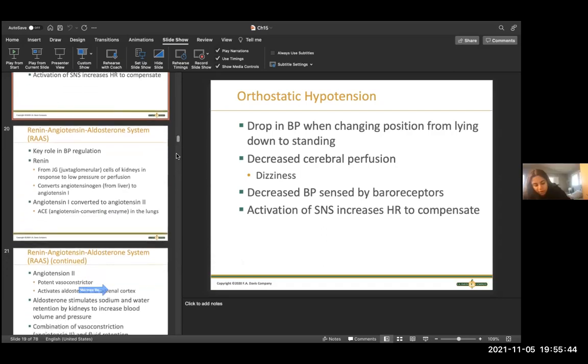Okay, so there's a decrease in BP sensed by baroreceptors. Imagine this. The person has the blood until here. When they go up, the blood goes down, so there is a drop in blood pressure. When the blood pressure goes down, the baroreceptors here will sense it. So there will be the activation of what? The sympathetic nervous system. The sympathetic nervous system will say, "Hey, there's a drop in BP," and it will activate an increase in heart rate as a compensatory mechanism.